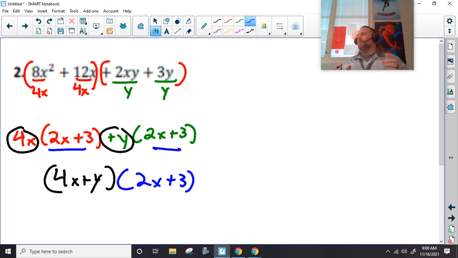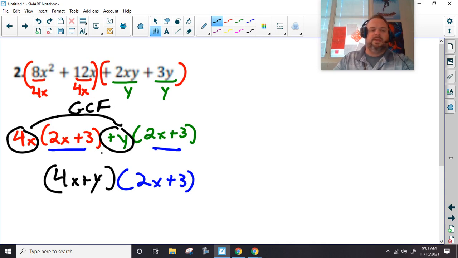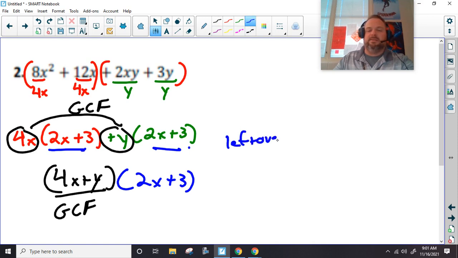This method is nothing more than the double distributive property in reverse. So now you have different methods. You can decide which one works better for you. The last step. These are my GCFs. I put those together. These were my leftovers after I divided out, and I put those together.